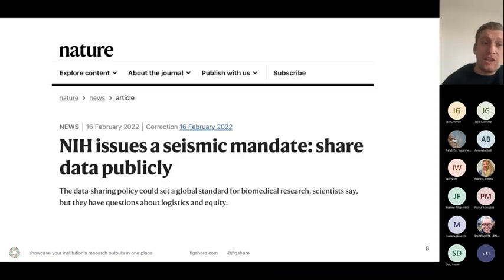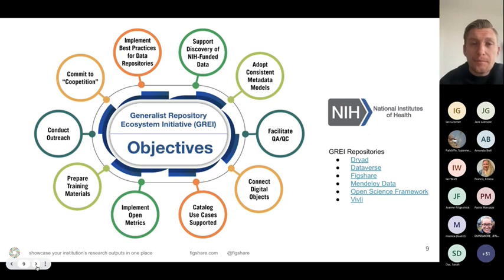This year, we saw what the Nature publication called a seismic mandate. This is the National Institutes of Health, the biggest funder of biomedical research in the world. And as of January 2023, if you are funded by the NIH, you have to make your data available when you publish your paper.